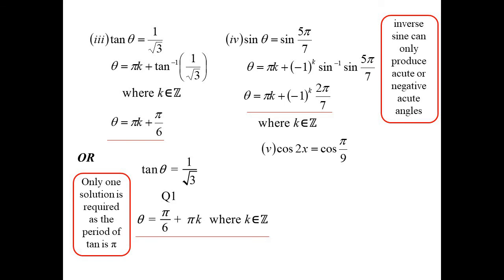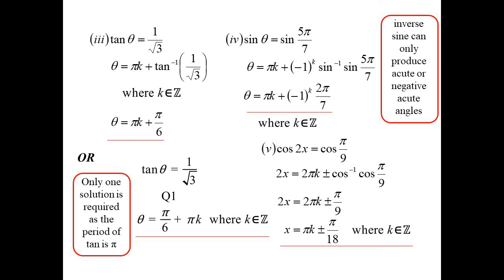Yeah. Cos of 2x is equal to cos pi on 9. All right, so it's a cosine one this time. So I'd go 2 pi k plus or minus inverse cos of cos pi on 9. In this case, pi on 9 is acute, so it's fine. The inverse cos and the cos will cancel, that's fine. But of course that's 2x, so just like any equation, divide both sides by 2, and I'd end up with pi k plus or minus pi on 18, where k is some element of the integers.